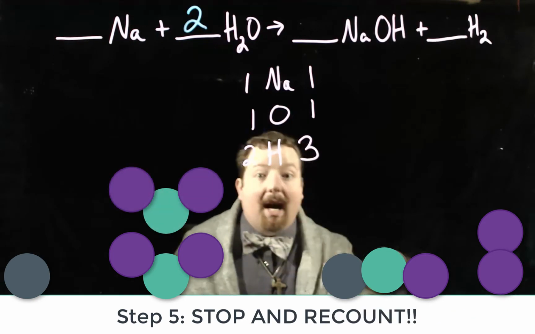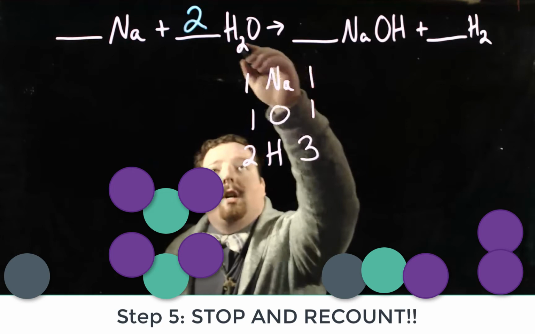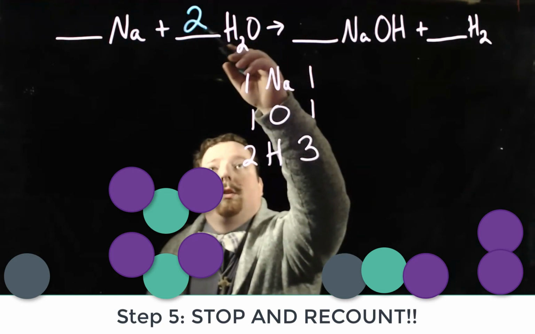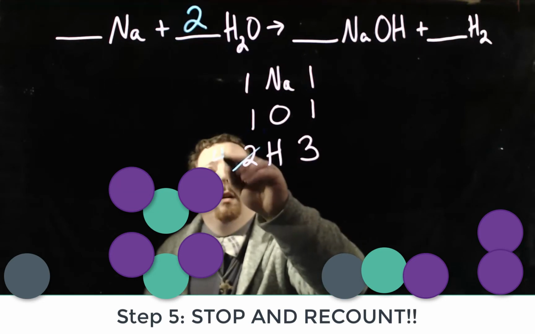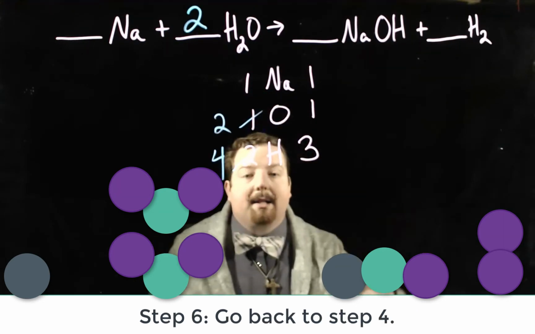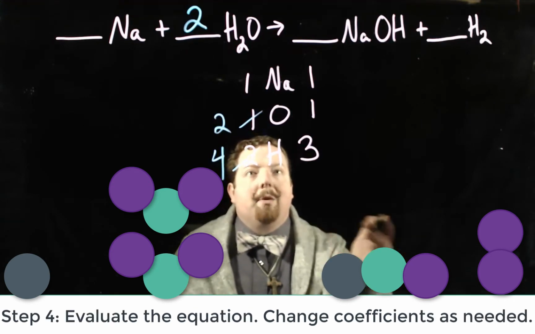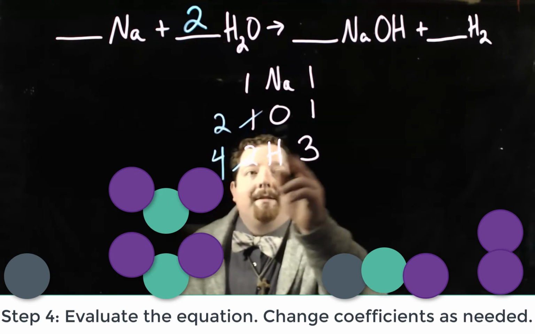Step 5, we stop and recount. So that didn't change our Nas, but it changed our H2O to 2 H2Os, giving us now 4 H's and 2 O's. Step 6, we go back to step 4, reevaluate. Our Nas are still good, but now our O's are messed up. We have 2 on the left and 1 on the right.